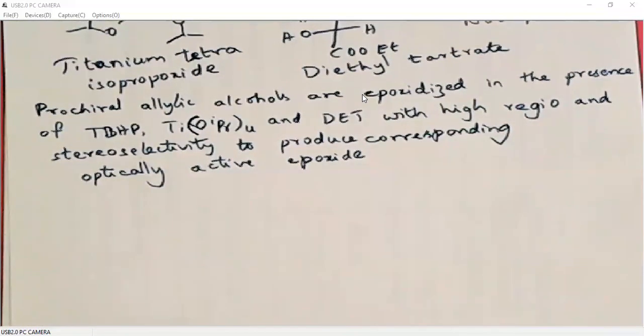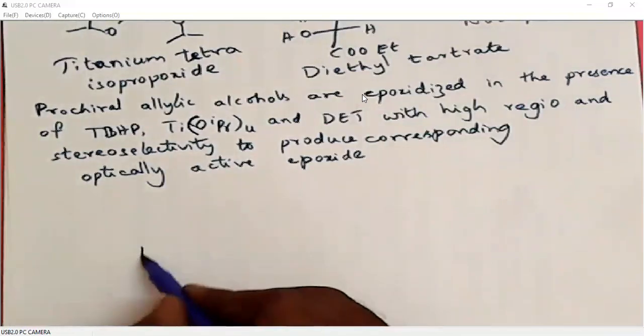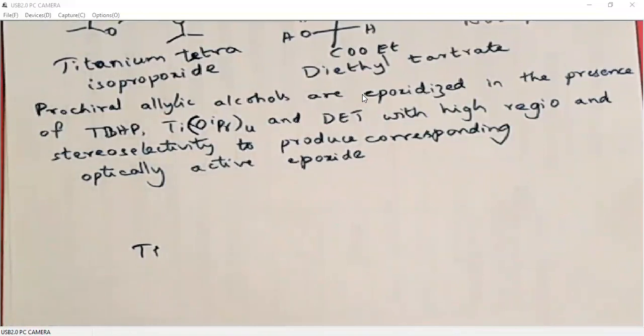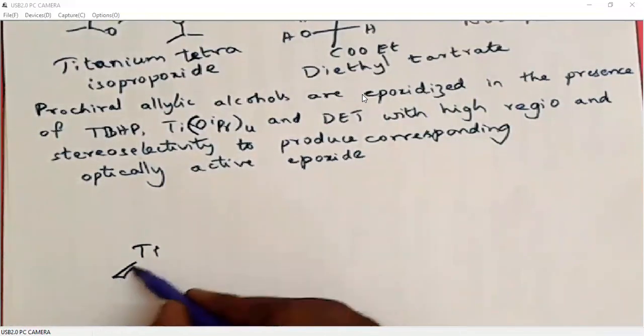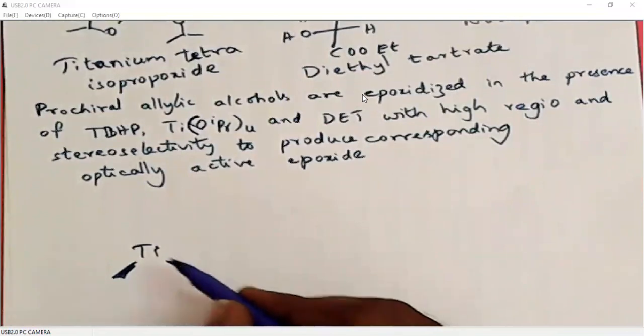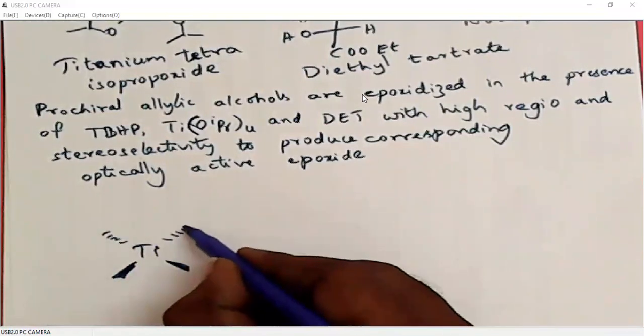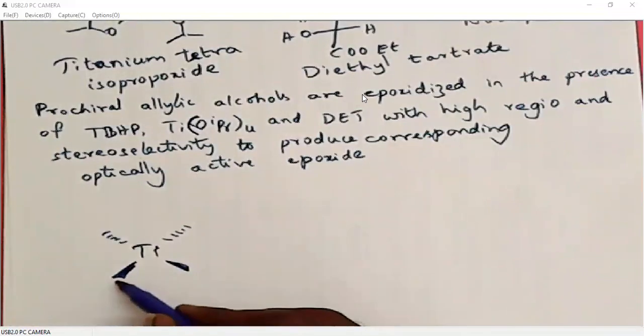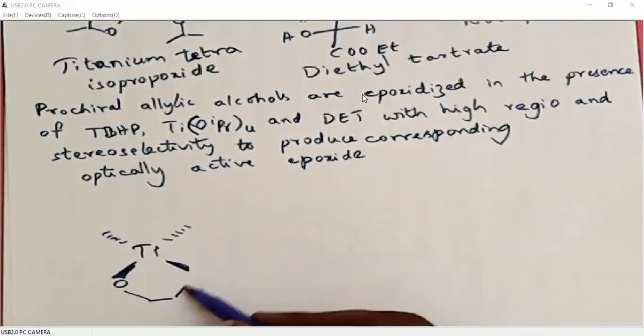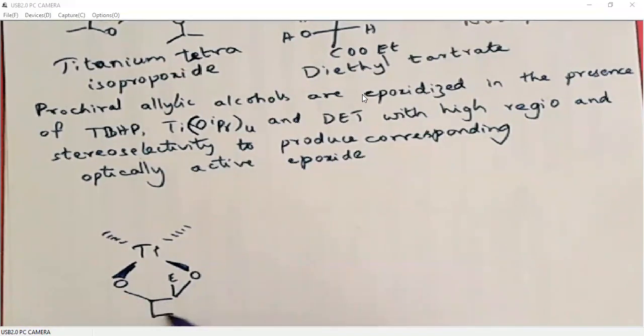First, DET and titanium tetraisopropoxide will form a dimeric complex. That dimeric complex will create the chiral environment. So titanium will be in octahedral geometry here.